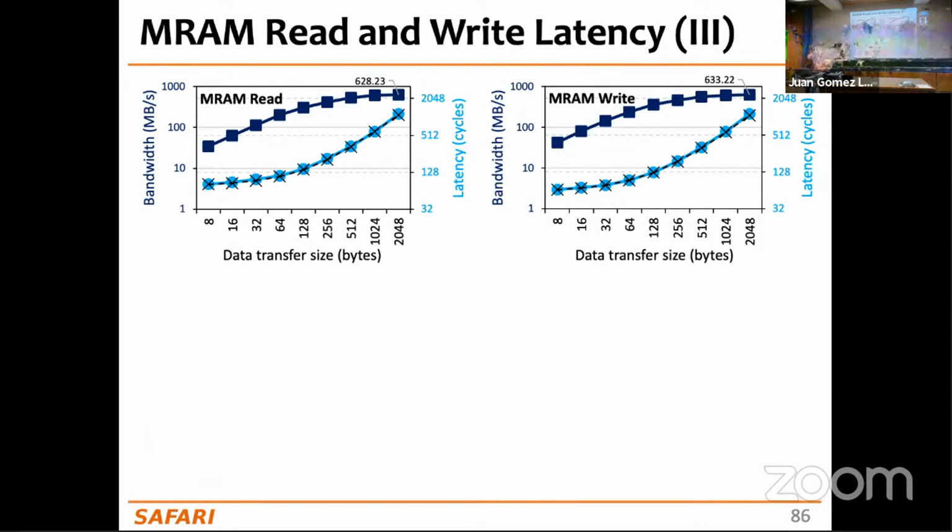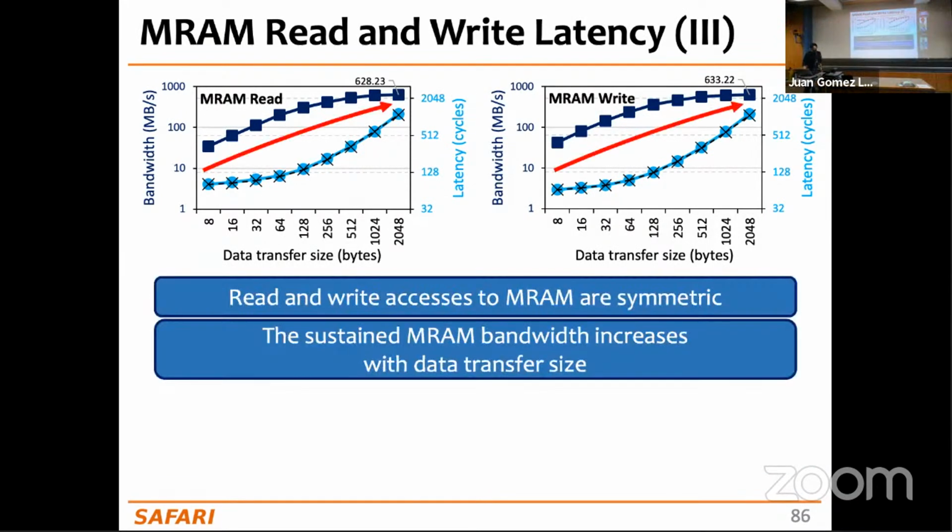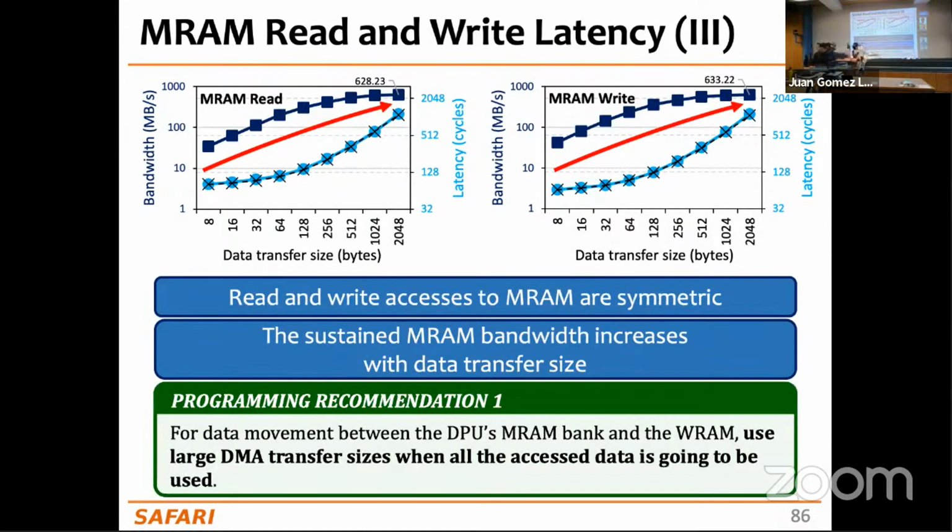Okay. One other observation: read and write accesses are symmetric. They essentially achieve the same latency and bandwidth, and also the bandwidth increases as we use larger transfers as well. So as far as possible, one programming recommendation is to use large DMA transfers if we want to exploit higher bandwidth, right?